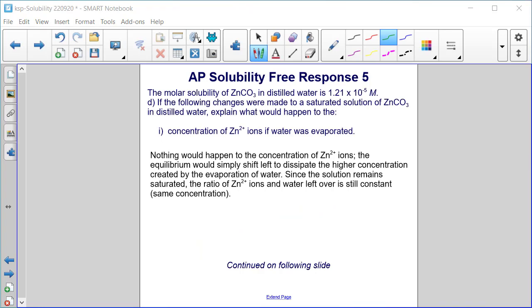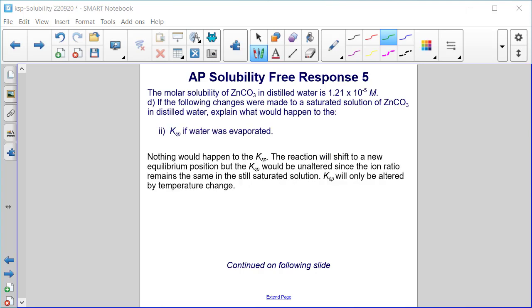D, if the following changes were made to a saturated solution of zinc carbonate in distilled water, explain what would happen to part 1, the concentration of the zinc ions if water was evaporated. Nothing would happen to the concentration of the zinc ions. The equilibrium would simply shift left to dissipate the higher concentration created by the evaporation of water. Since the solution remains saturated, the ratio of the zinc ions and water left over is still constant, and therefore it's the same concentration.